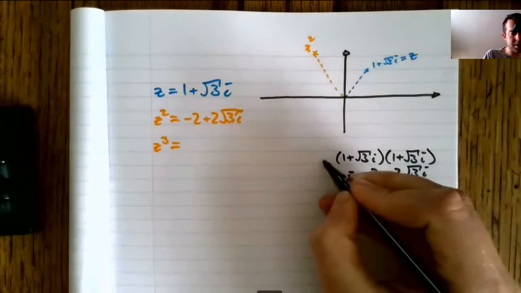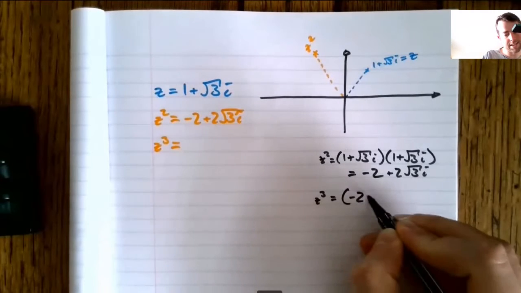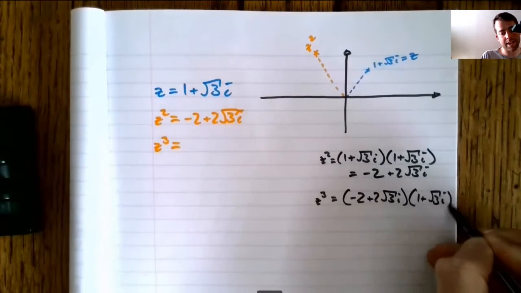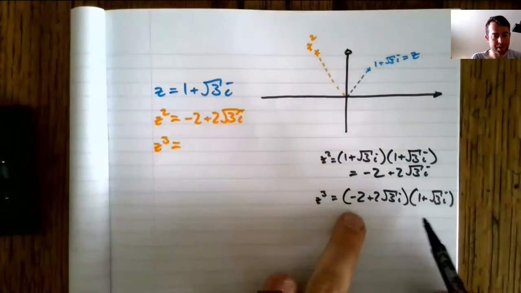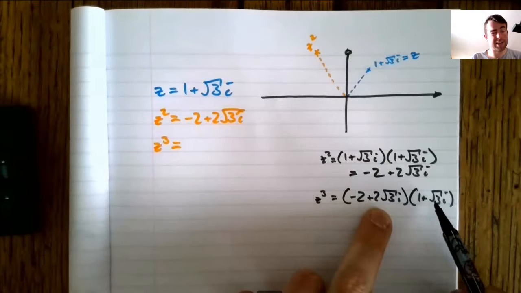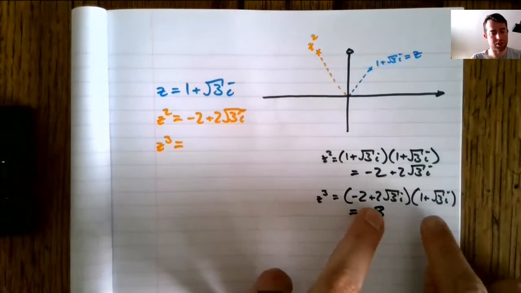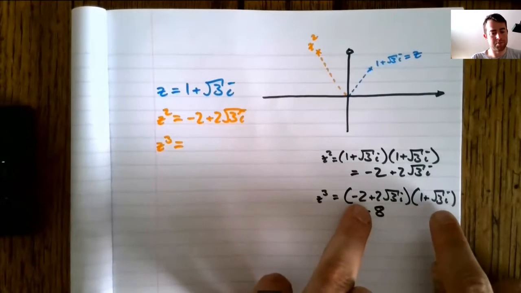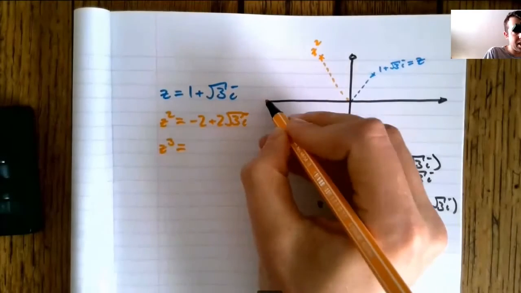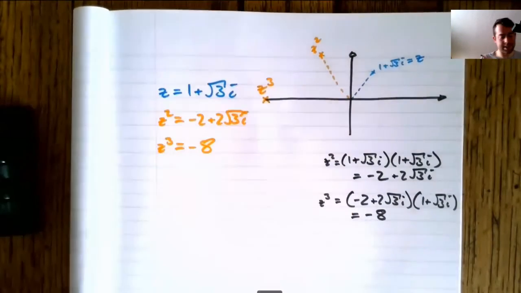Z cubed. If that was z squared, then for z cubed we're going to take z squared and times it by z again. 1 plus root 3i, and expand these brackets. We've got negative 2, i times i is minus 1, root 3 times root 3 is 3, so we've got minus 2 minus 6. And the imaginary bits, we've got plus 2 root 3i, minus 2 root 3i, so they cancel out. It's just on the real axis, the negative real axis over here. Z cubed is over there, and it's minus 8. Let's write that in there.